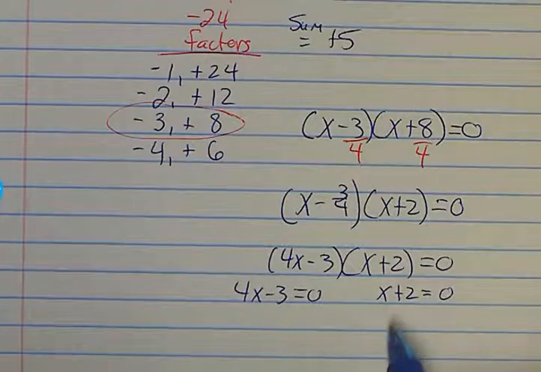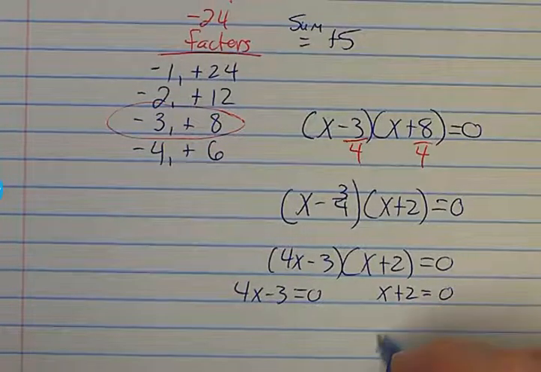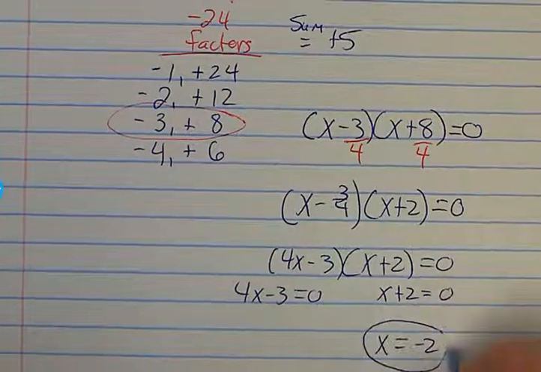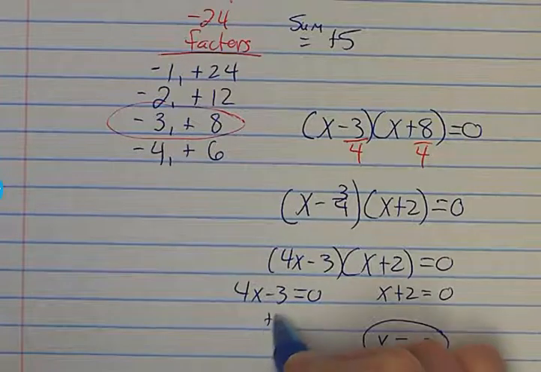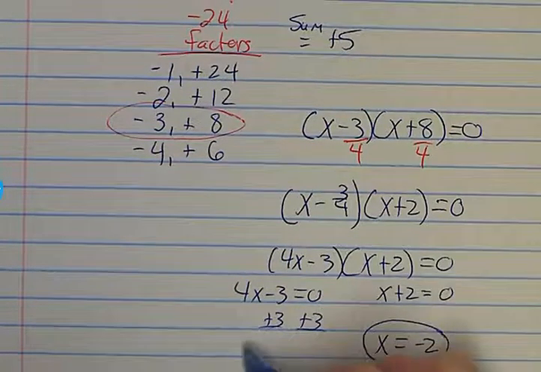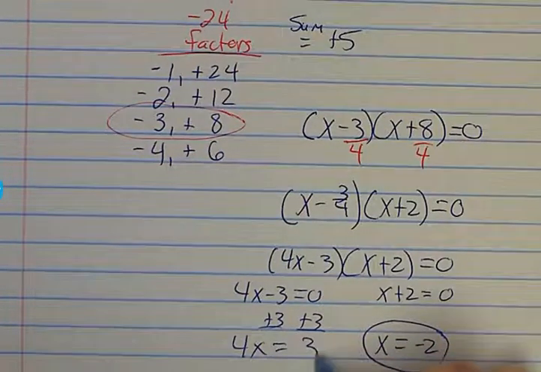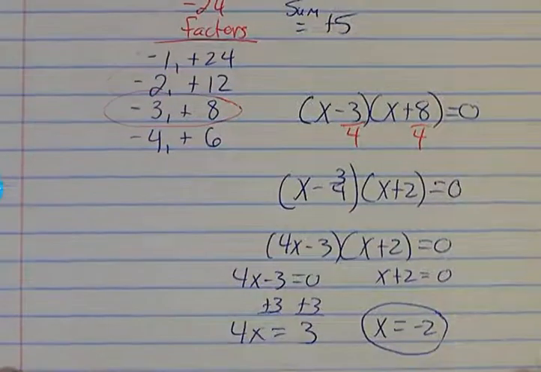Okay, the x plus 2. Again, just subtract 2 from both sides. And you've got one answer. This one you have to do one extra step, where you want to add the 3. But then you've got to go back and divide by 4.